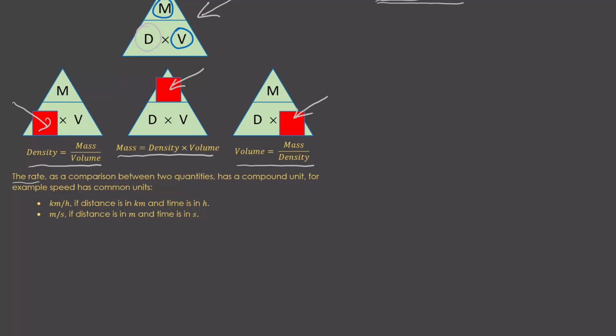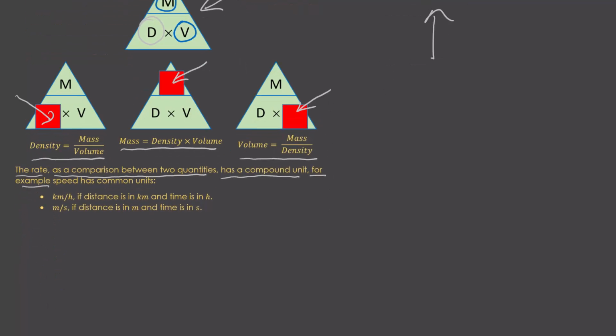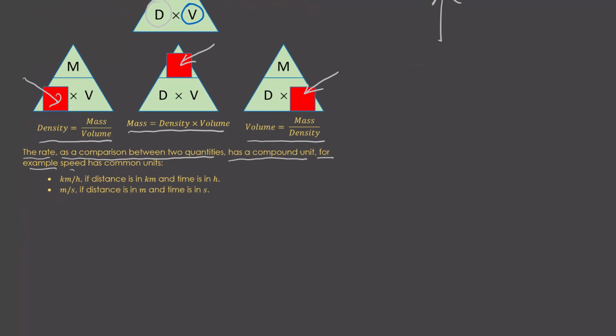The rate, as a comparison between two quantities, has a compound unit. For example, I mentioned one up here with grams per cubic centimetre. Speed has common units: kilometres per hour, if the distance is in kilometres and the time is in hours; metres per second, if distance is in metres and time is in seconds.